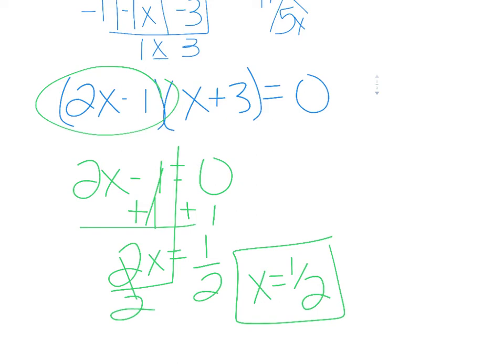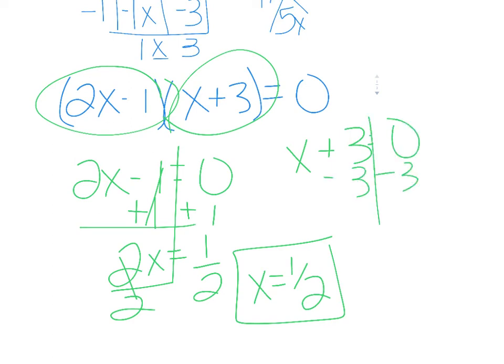For the second parenthesis, we're going to take x plus 3 equals 0, and we're going to solve for x by subtracting 3 on both sides. And we end up with x equals negative 3.